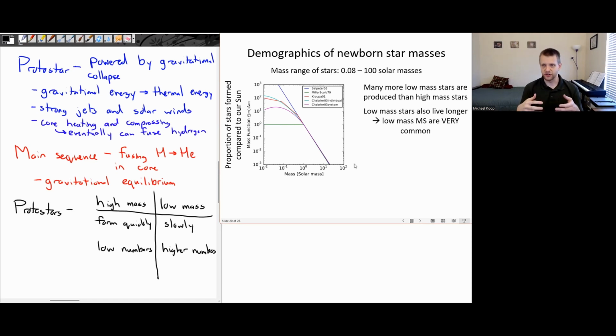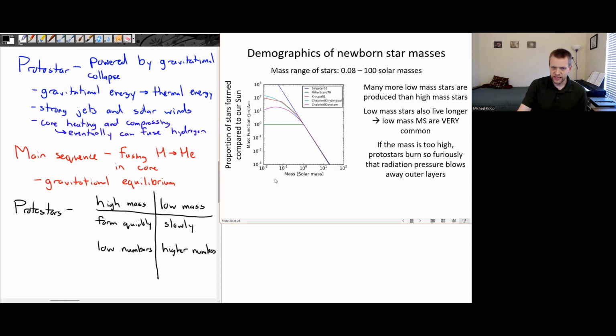These low mass stars live a very long life, much longer. So these low mass main sequence stars are very, very common. When we look at the HR diagram, I mentioned that those low mass main sequence stars are very, very common because they're produced in larger numbers and they just last a much longer time.